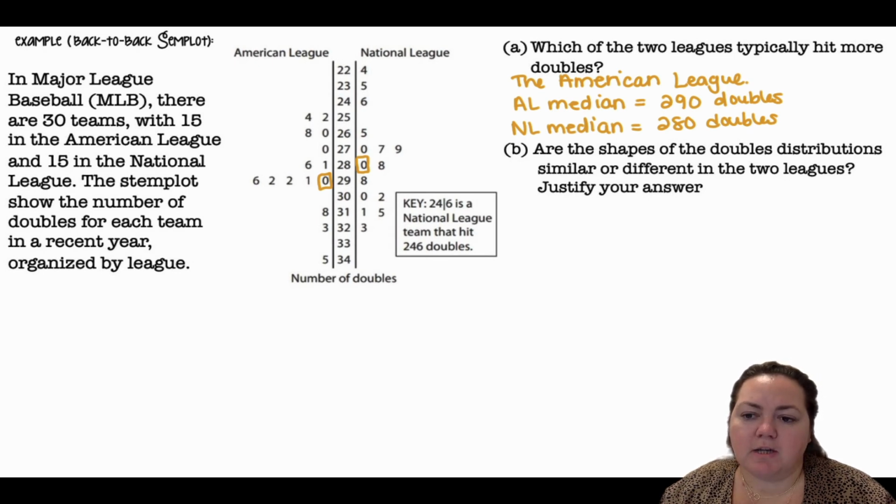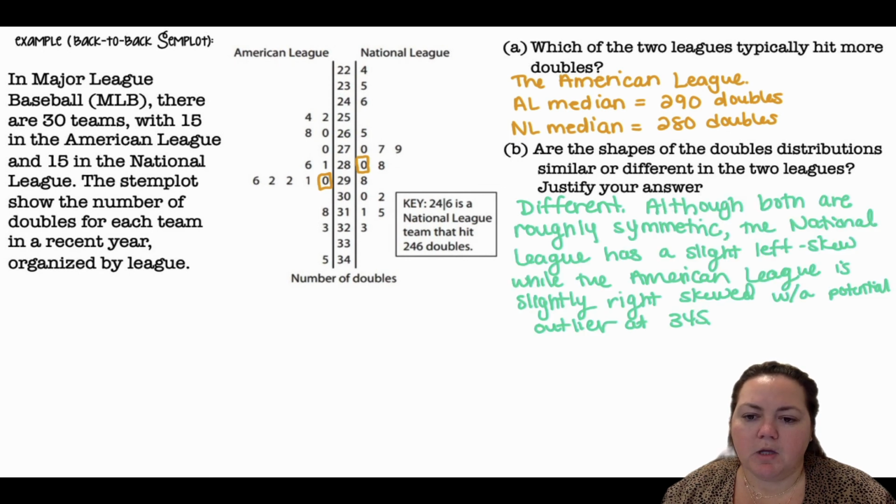Are the shapes of the doubles distribution similar or different in the two leagues? Justify your answer. Okay, I'm going to say they're a little different. Hopefully you can tell one skewed one way, one skewed the other. So although both are roughly symmetric, the National League has a slight left skew, while the American League has a slight right skew, with a potential outlier at 345.